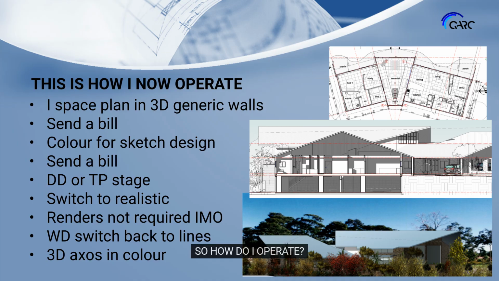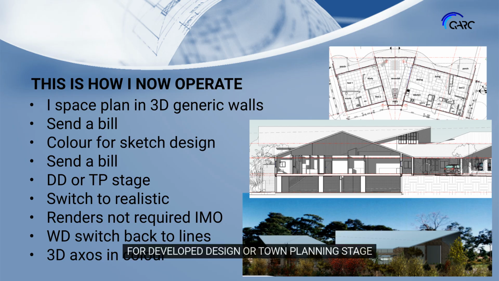So how do I operate? Now I have good families and a good template. I space plan in 3D with generic walls, no textures, with a nominal 250 thickness wall. Then I send my pre-design account. I switch to color for sketch design, still with generic walls, then send a bill.